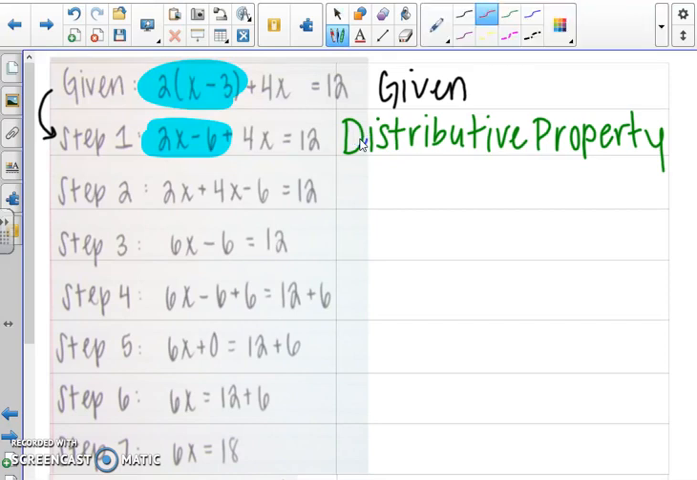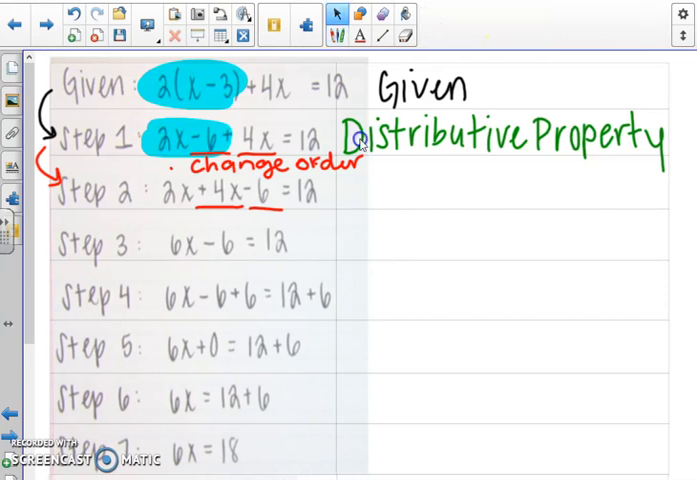All right, let's go to step 1 to step 2 now. What changes? Well, the 12's the same, the 2's the same. Oh, but negative 6 plus 4x now became plus 4x minus 6. So we changed the order. What property allows us to change the order of things in which we're adding? How about commutative of addition?